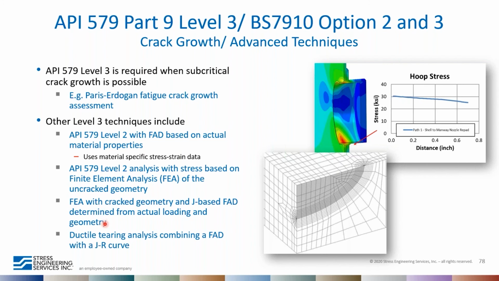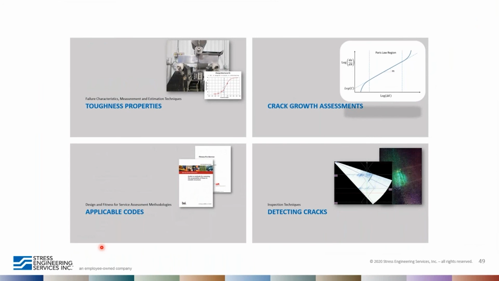Okay, and finally, these codes talk about ductile tearing analysis, which is a combination of the FAD and a J-R curve, which captures the behavior of crack growth in ductile materials beyond the initial crack propagation. Okay, so these are the codes.